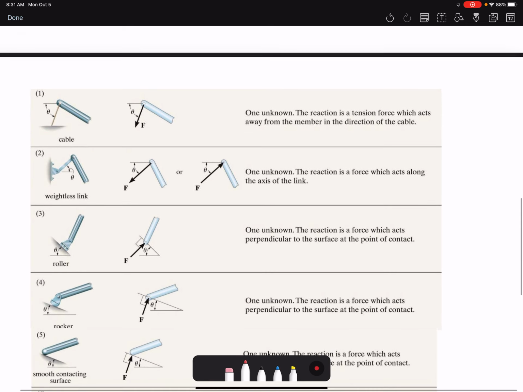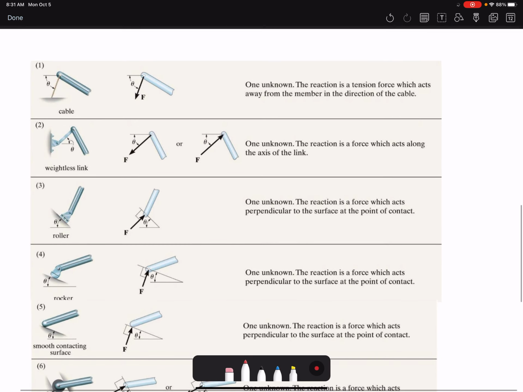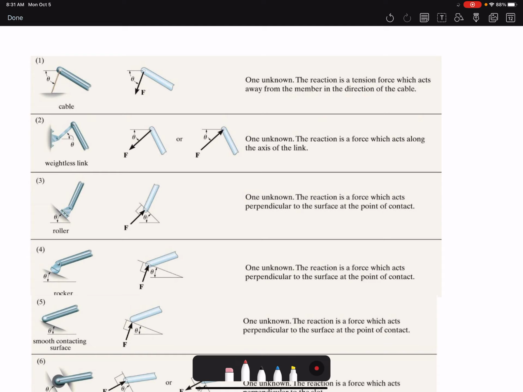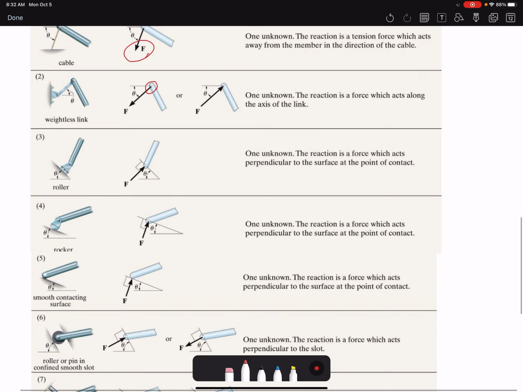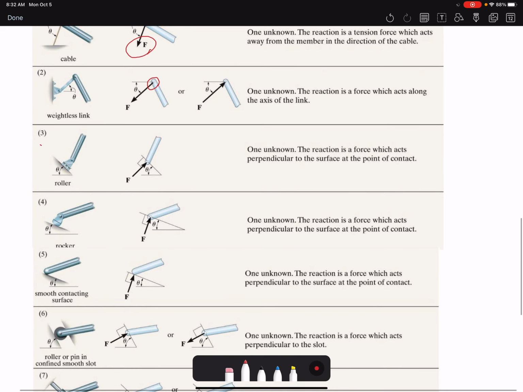So here, that's a table in your book. You can see for any case you have a reaction. If it's a cable, it's only a tension. Here, if it's a pin, you have only one force. Here is a roller. That means that it could roll. So there is no resistance in that direction, only in this direction. That's why you have a force. Same thing with a rocker.